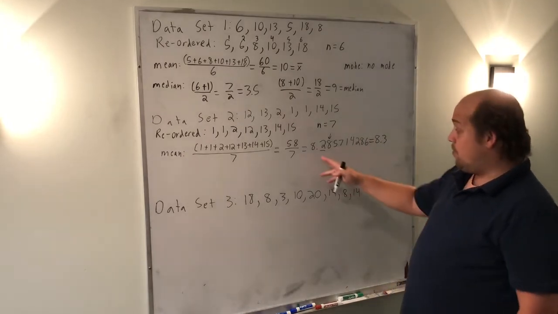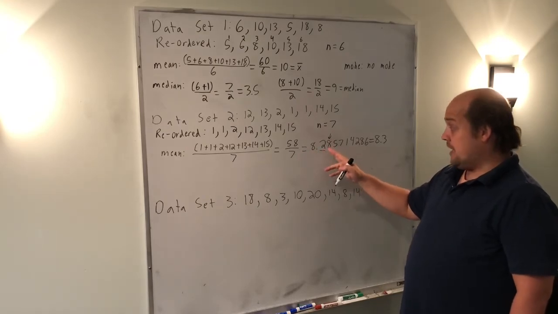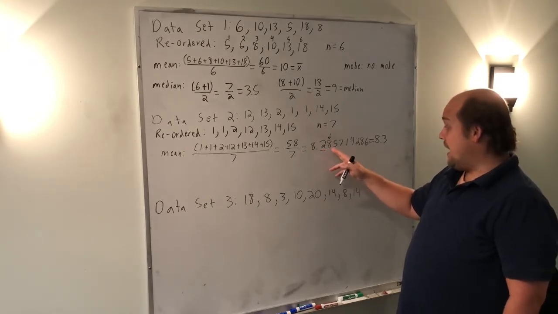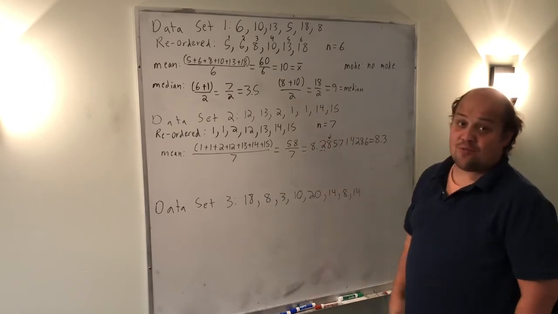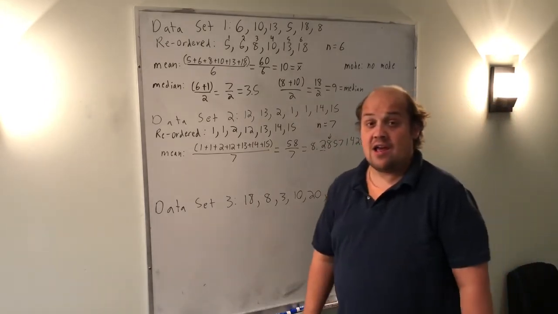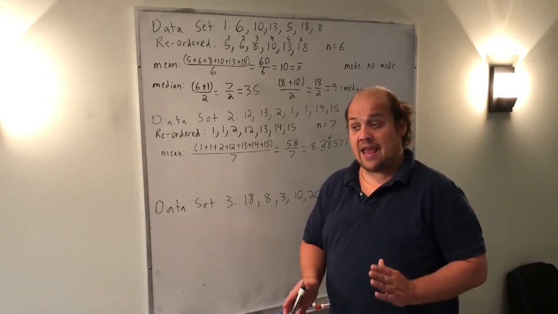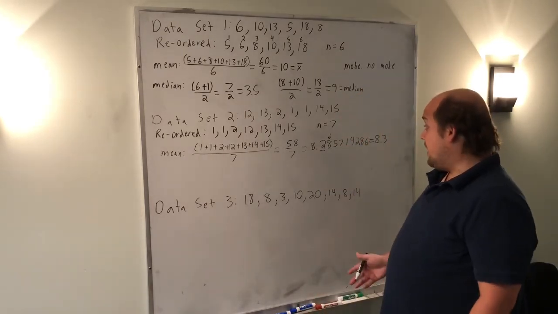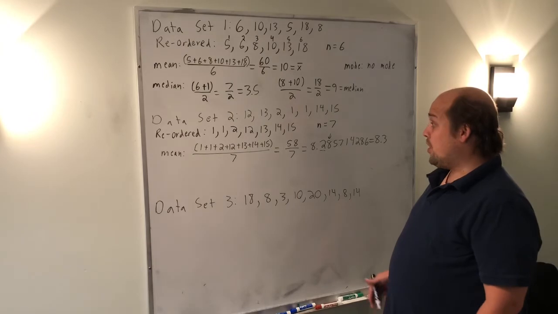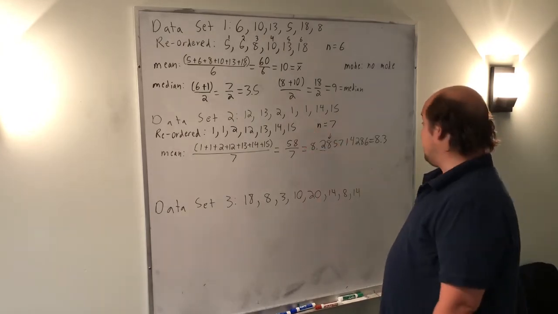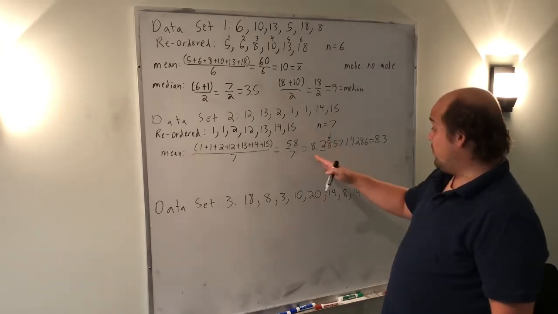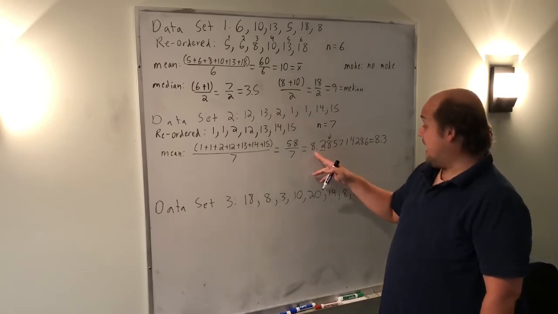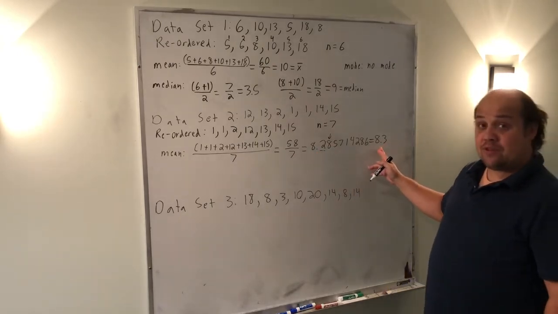It'd be fine to report this as 8.29 or 8.286. There's other ways you could round this that might make sense for a given situation, depending upon how much your tolerance was for these decimals. But in general, you want to go at least one spot to the right. So if they're whole numbers, I wouldn't round this down to 8. I'd at least report it as 8.3.